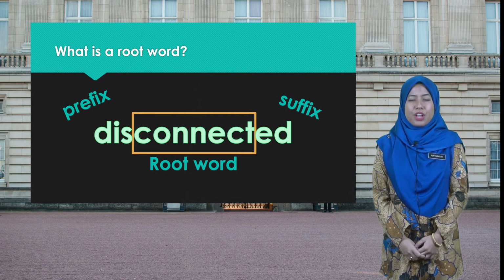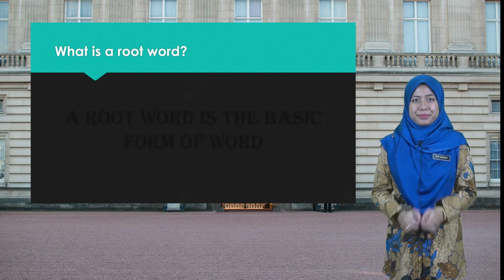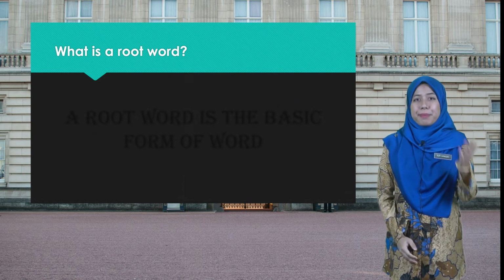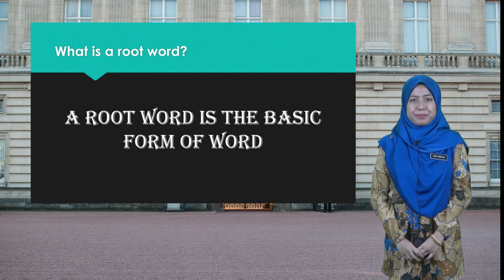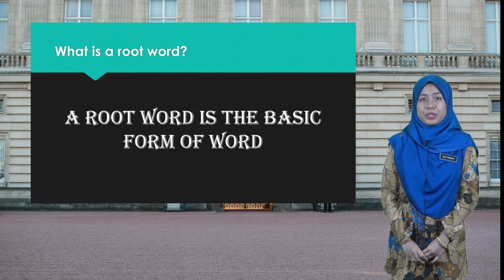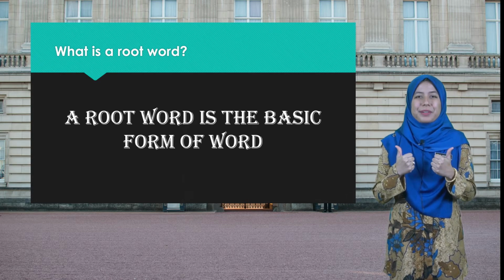Alright everyone, so what do you understand about root word? Exactly. A root word is the basic form of words. It has no prefix nor suffix. It's the most basic part of a word. Well done, let's move on with our lesson.